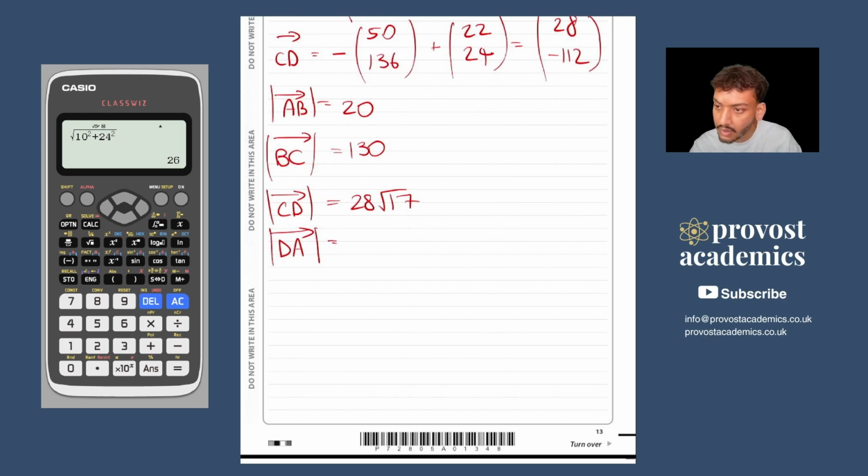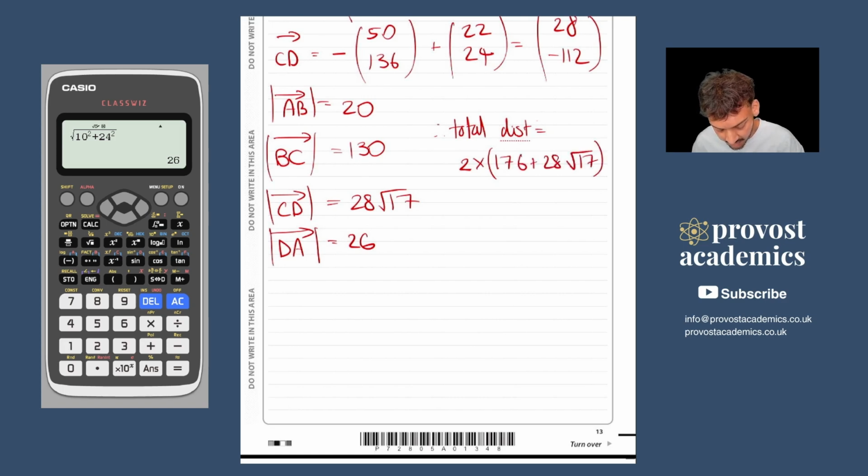24 squared. Yeah, 26. Okay, cool. So that is the distance for one lap. Let's add them up. So total distance is going to be 2 times basically all of these added up: 176 plus 28 root 17. So that's my total distance.